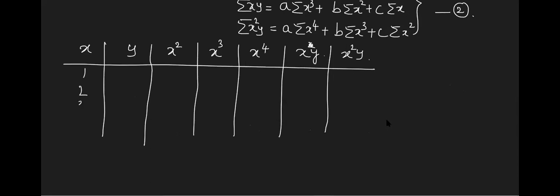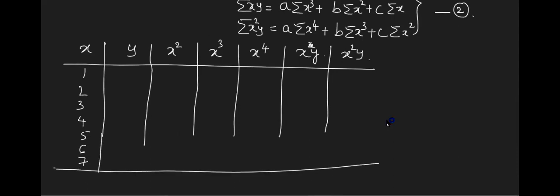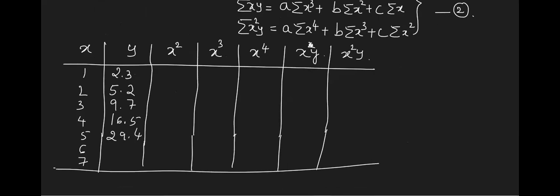X values are 1, 2, 3, 4, 5, 6, 7. Next, y values are 2.3, 5.2, 9.7, 16.5, 29.4, 35.5, and 54.4.